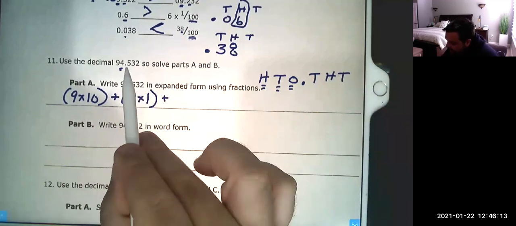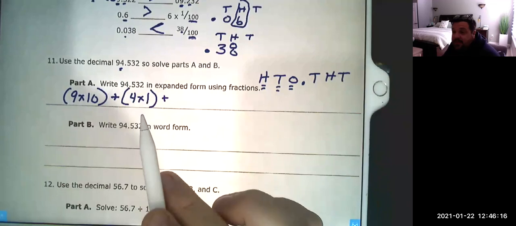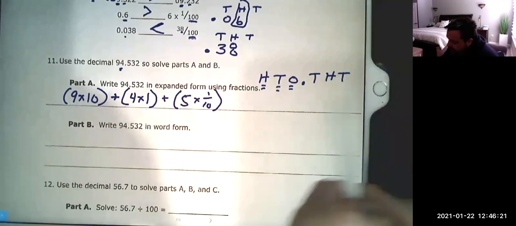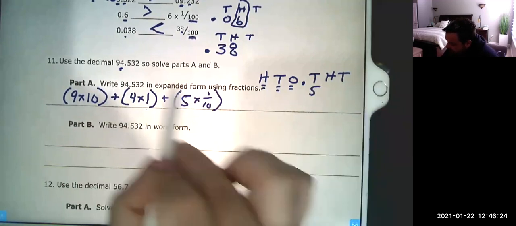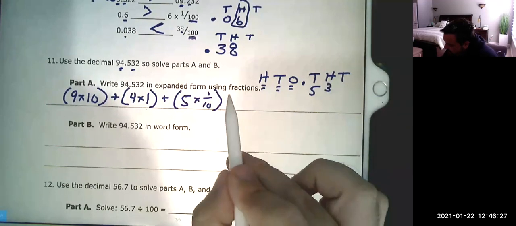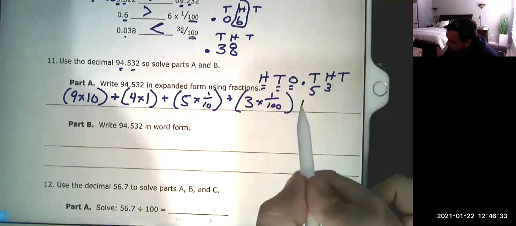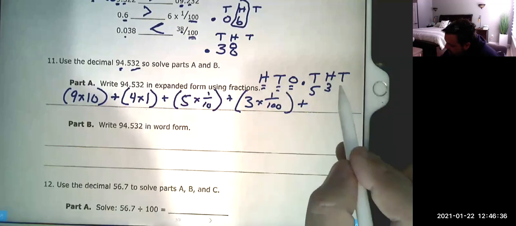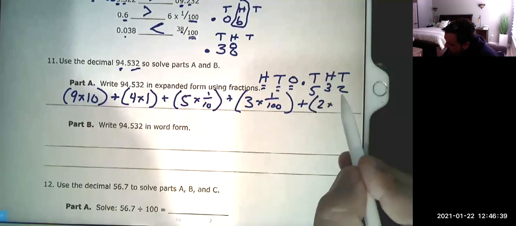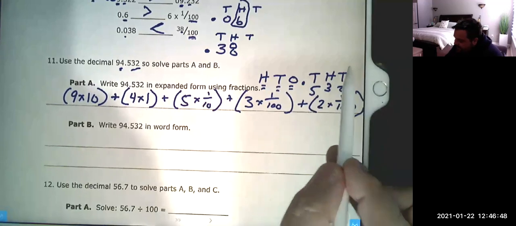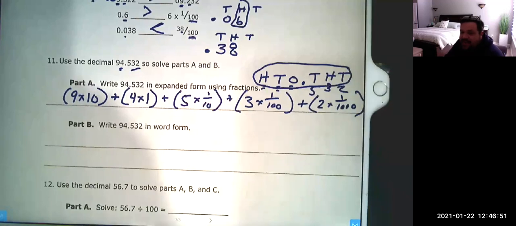Then my and. Now I'm at the 5, and that's in the tenths place. So I would go 5 times 1/10. And that would be the 5 that would be going right here, right? Now I've got a 3 in the hundredths place, plus 3 times 1/100th. And then I would add in my 2 that is in the thousandths place. So it would be 2 times 1/1000th. And that would be expanding it out, right? If you memorize this and use this to help you, it's almost kind of hard to mess it up, right?